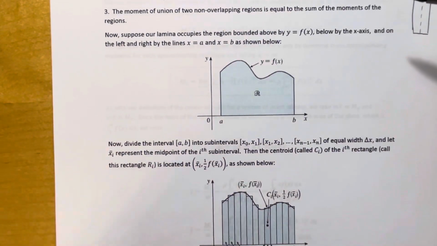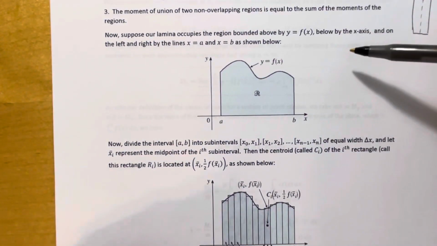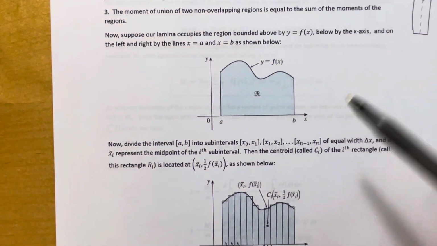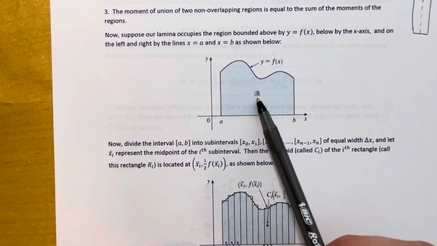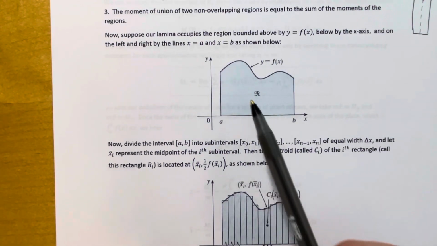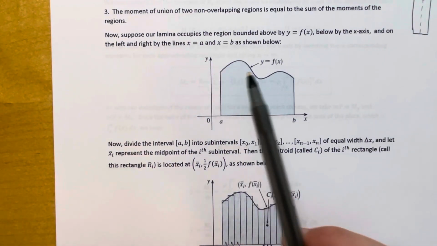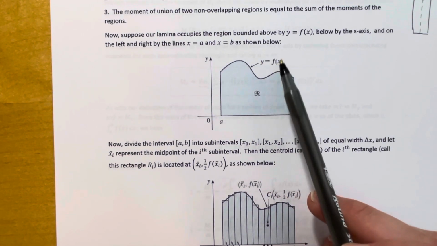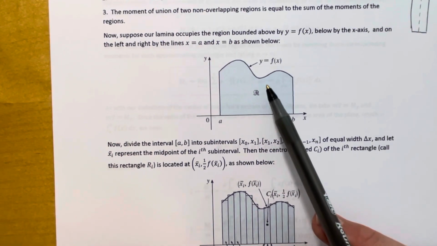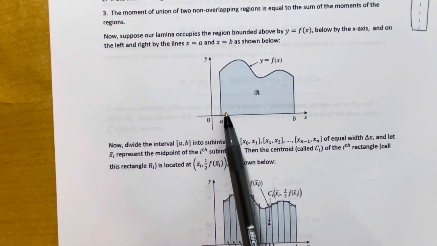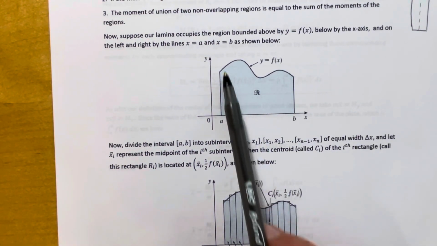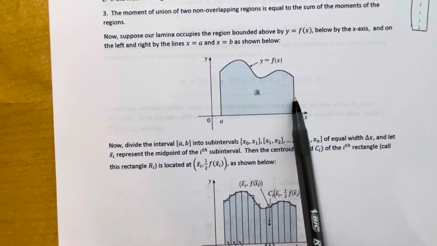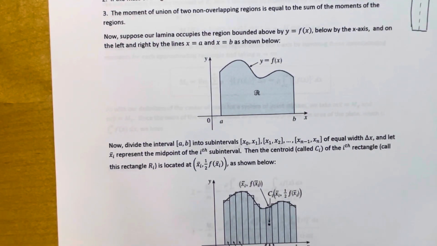All right, now we want to find the center of mass or the centroid of a region in the plane, which is going to be denoted by this fancy R right here. And remember, we call these things laminas. So let's suppose that our lamina occupies the region that's below this positive function y equals f of x. We're assuming our curve is above the x-axis for this. It's bounded below by the x-axis, and on the left and on the right by these two vertical lines, x equals a and x equals b.